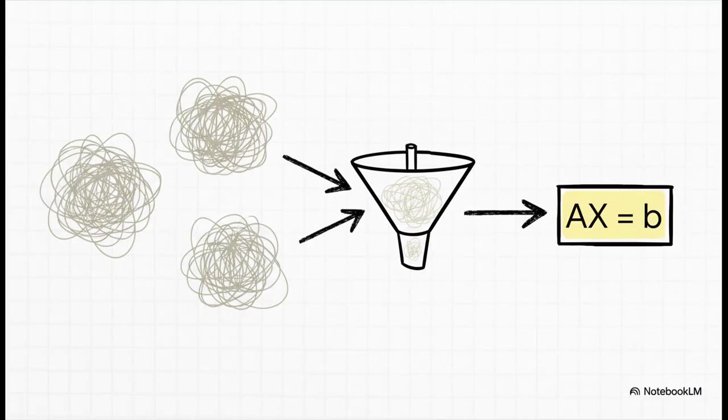Well, we can. All three of those tangled equations can be compressed into this one beautifully simple statement: A times x equals b. It has the exact same information, just written in a new, much more powerful shorthand. So, what exactly are A, x, and b? Let's break down the grammar of this new language.